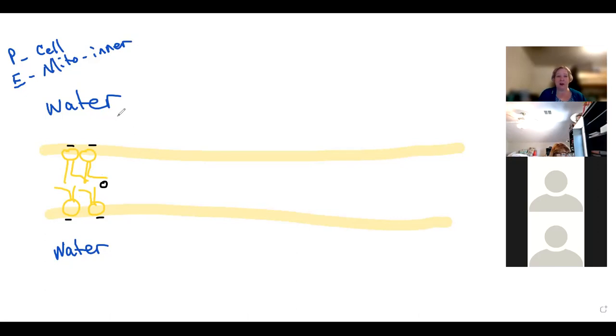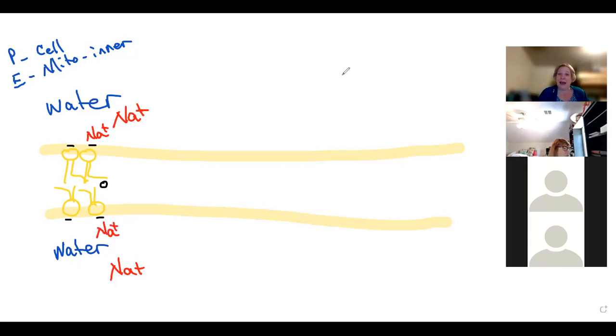But things that have a charge, like sodium, okay? Sodium is gonna come over here and it's gonna hold hands with these phospholipid heads and they're never gonna make it to the center, okay? They cannot get past, okay? Let's go ahead and put some sodium here, okay? So I've got some sodium ions hanging out here, okay?